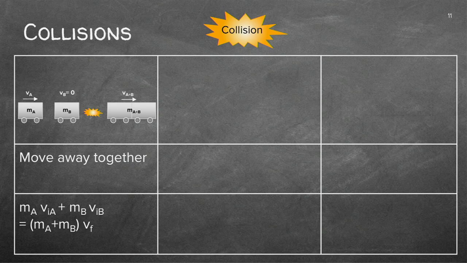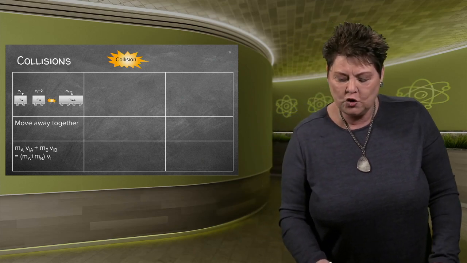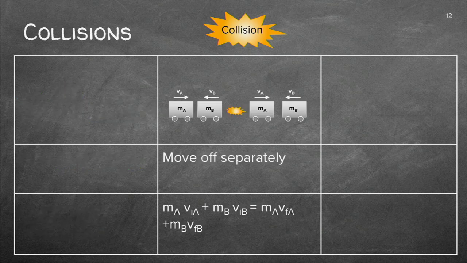Let's quickly have a look at the collisions that you will find. We can have 3 types of collisions. In the first one, I've got 2 of these. This one is stationary. It's a car parked, and this car is moving right into it. You find a collision, and then they move away as a unit. They move away together, so you can actually just add their masses together because both of them will be moving with the same velocity.